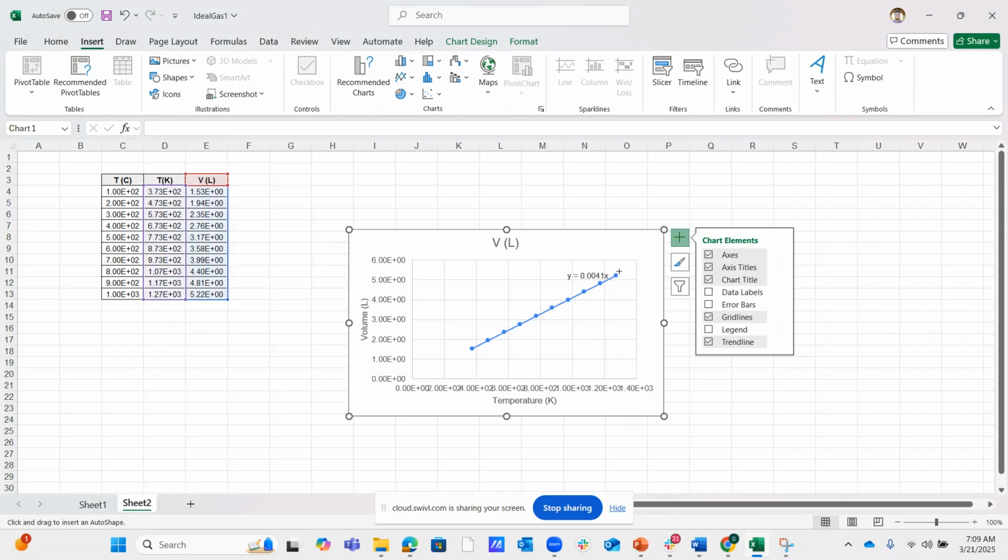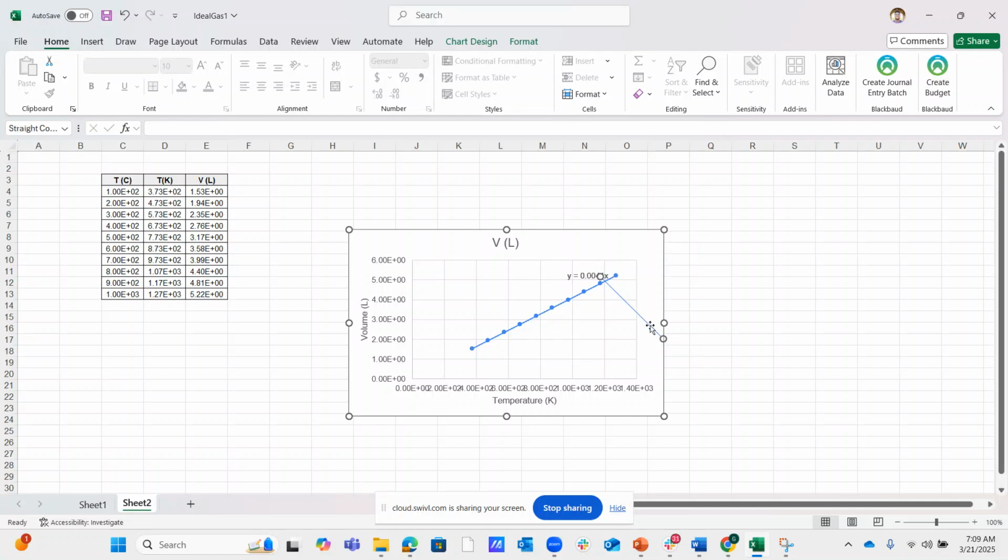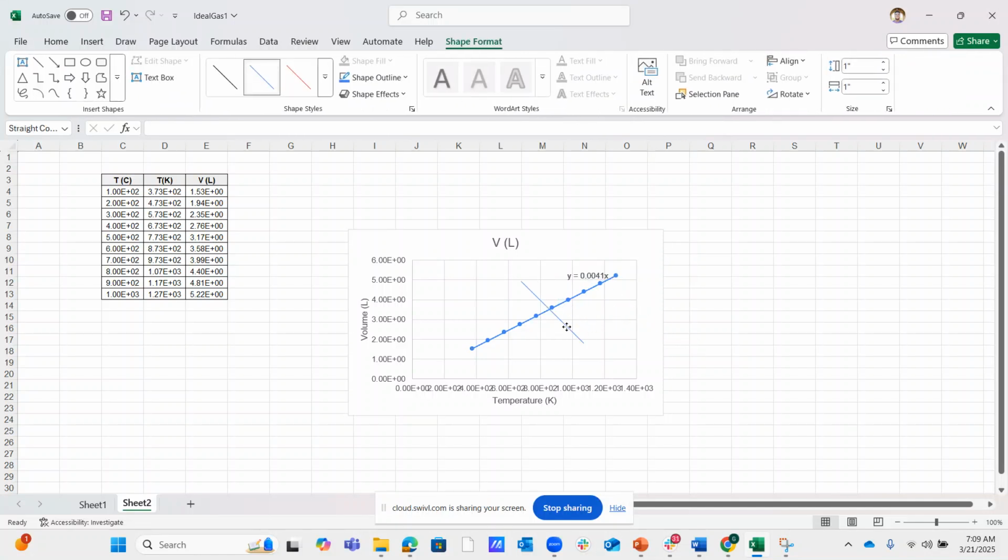I'm just going to use a straight line. Sorry. I'm going to try and get a straight line to help me gauge the intercept. Okay, so I'm just going to follow the same plot. I don't know if you can see what I'm doing. I'm just trying to get where the intercept was.